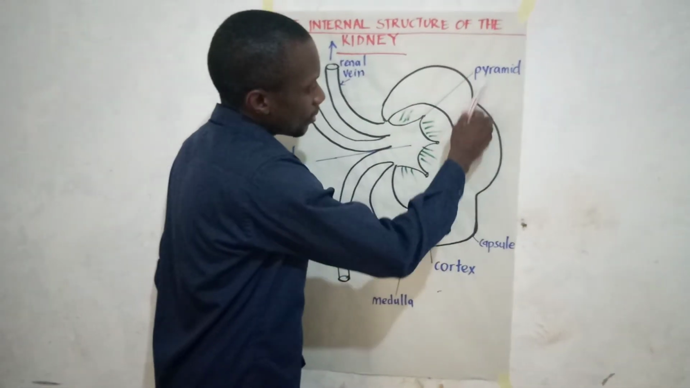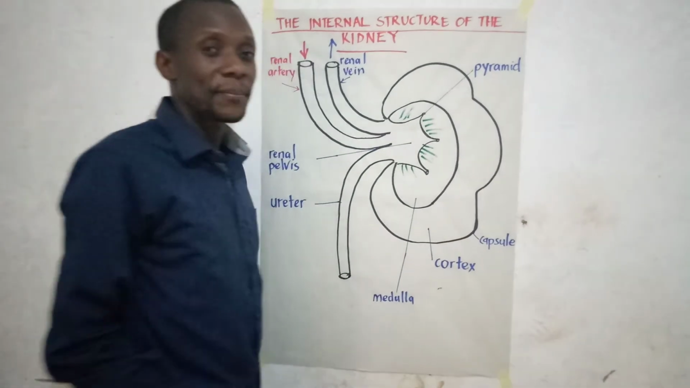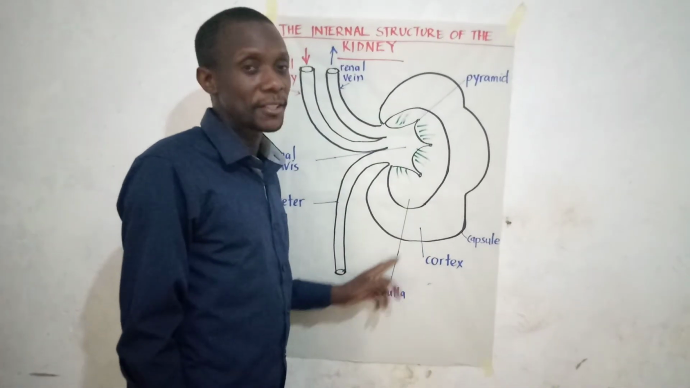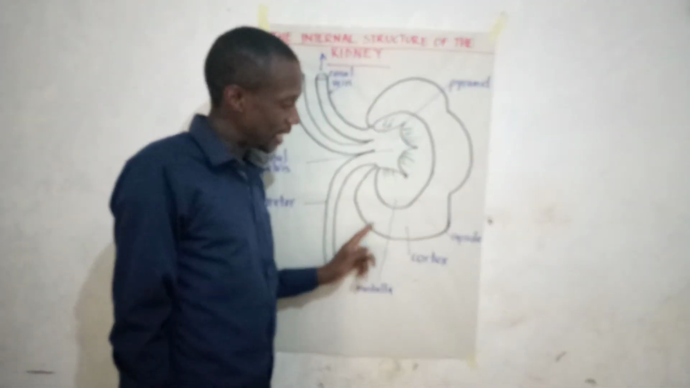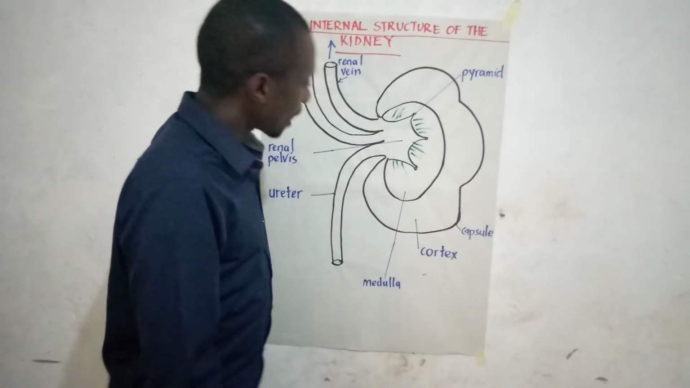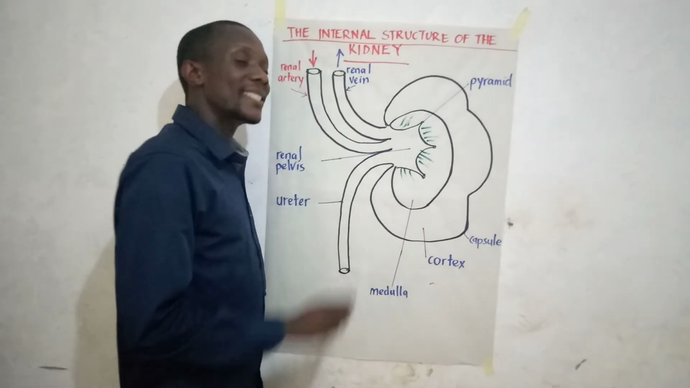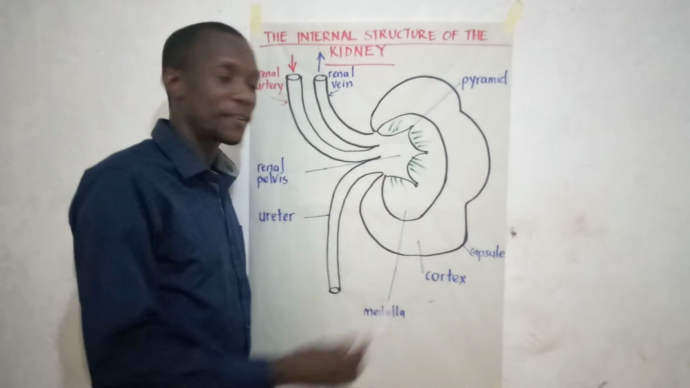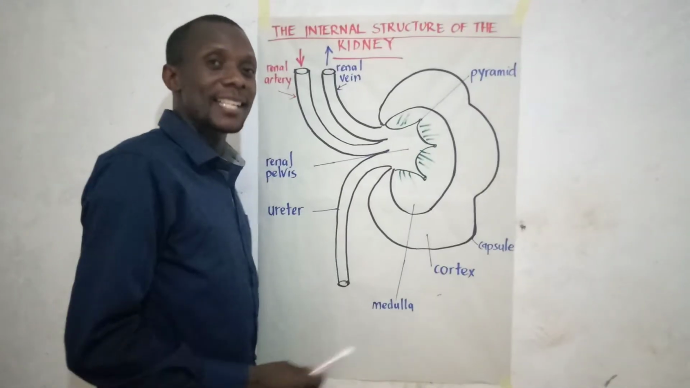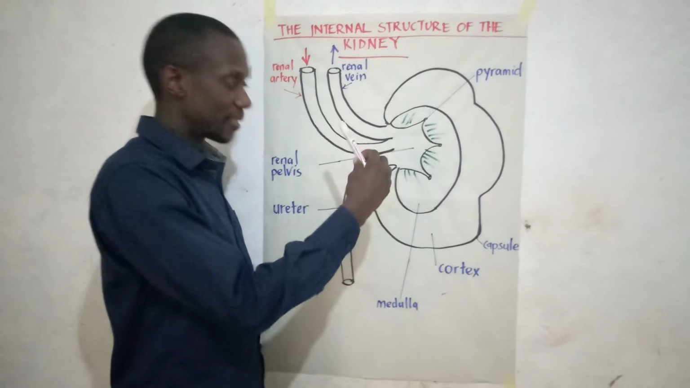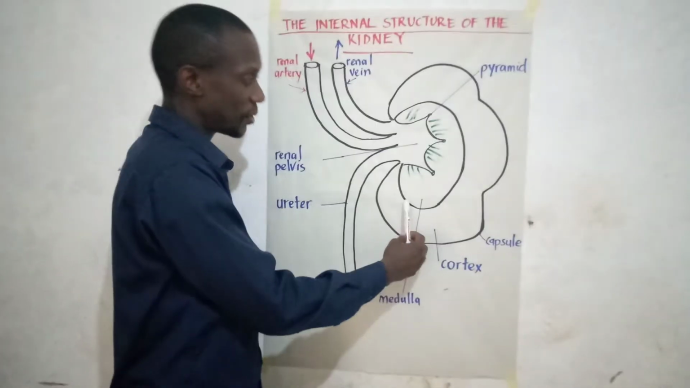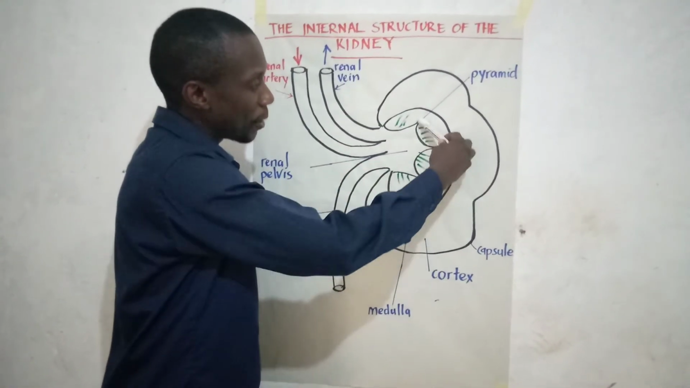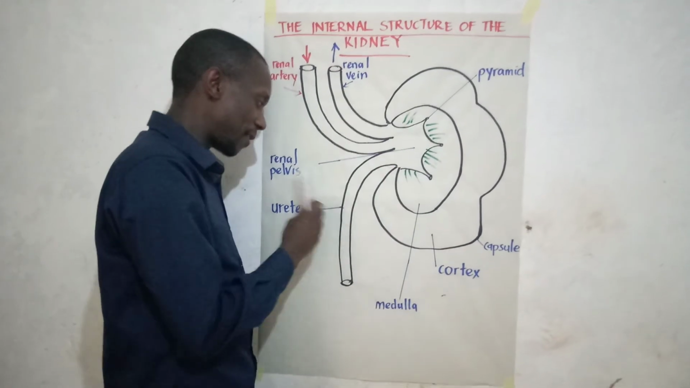So this outermost region, called the cortex, is where ultrafiltration of blood to remove wastes takes place. Ultrafiltration of blood takes place in the cortex. Then in the medulla, selective reabsorption. The important process that takes place in the medulla is called selective reabsorption of the useful materials. And then urine will pass through the pyramids and it will collect in the pelvis.